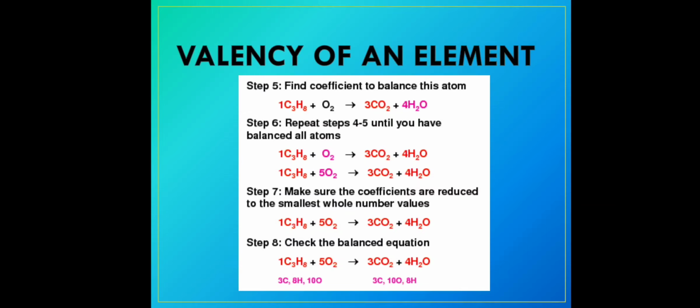Now we repeat the steps of balancing the remaining coefficient till every atom given in the equation is balanced. So if you see this equation, which are the elements that are there in that? We got carbon, hydrogen, oxygen. So carbon, hydrogen and oxygen, all the 3 elements need to be balanced. So the 7th step is make sure that the coefficients are reduced to the smallest whole number ratio.